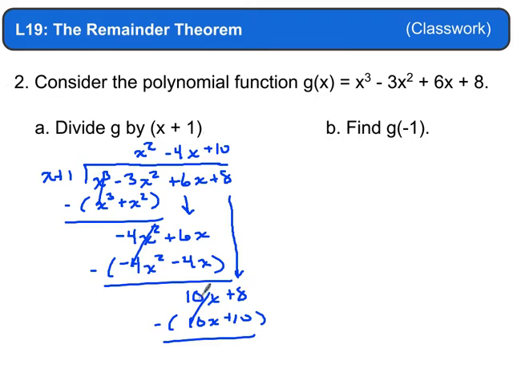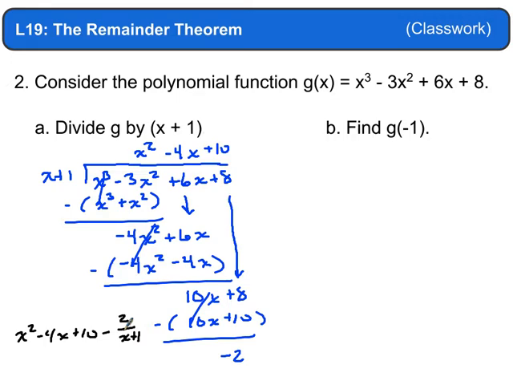We subtract, this goes away, and we get negative 2. So we find out by that word that there is a remainder. That remainder ends up being negative 2. So our answer is x squared minus 4x plus 10 minus 2 over x plus 1.